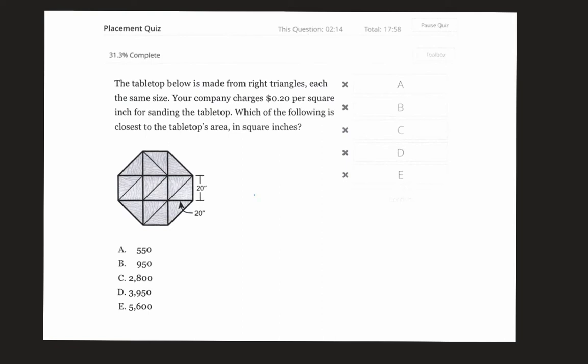Well, when we want to discover the area of one triangle, we use the formula area equals half of the base times the height. And we can see that the base of one triangle is 20, and the height of the same triangle is also 20. And each triangle has the same base and the same height. So 1/2 of 20 is 10, and 10 times 20 is 200.